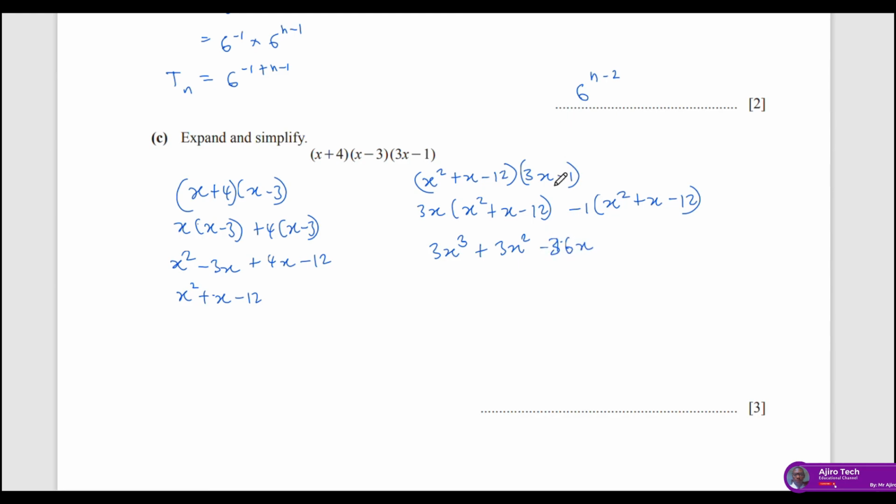This will give us minus x squared minus x and plus 12. x cubed, 3x cubed is 0 and half x cubed. These two are half x squared. 3x squared minus x squared is plus 2x squared. That is minus 36 minus 1x, that is minus 37x, then plus 12.